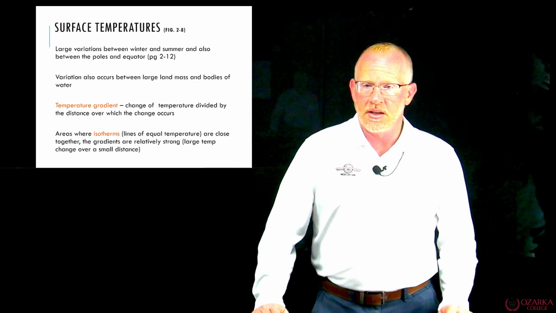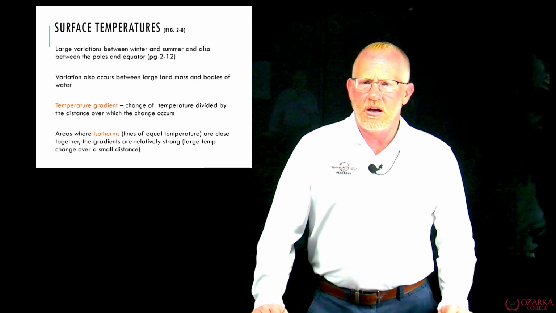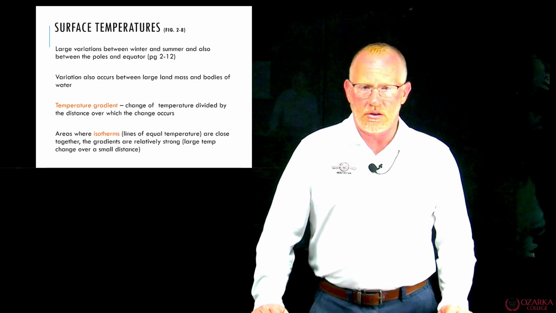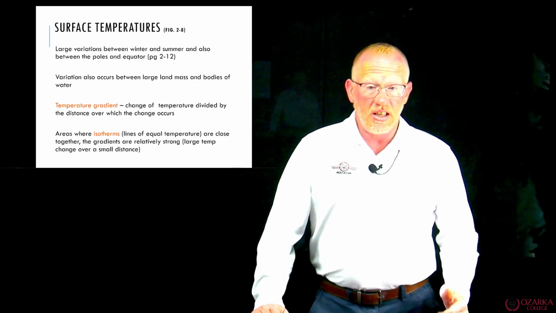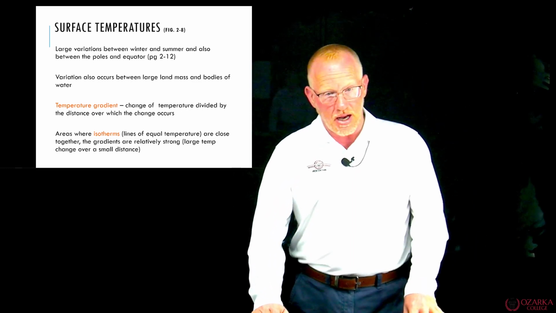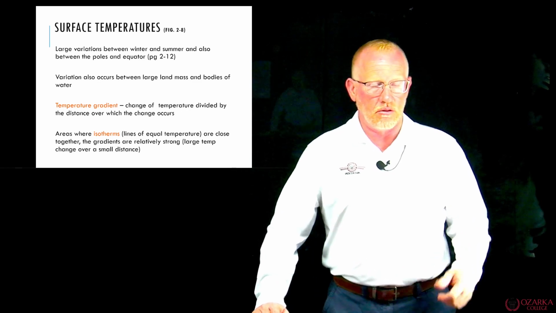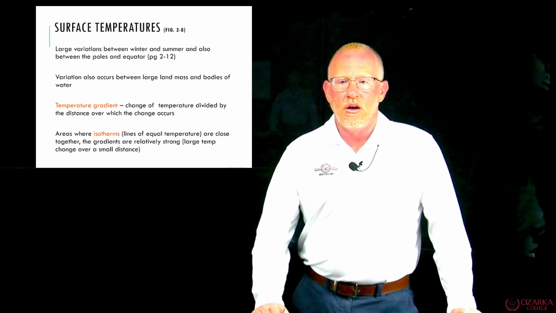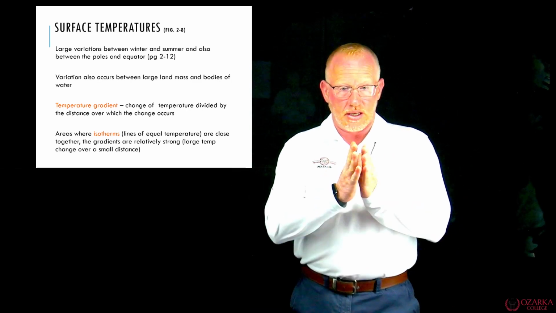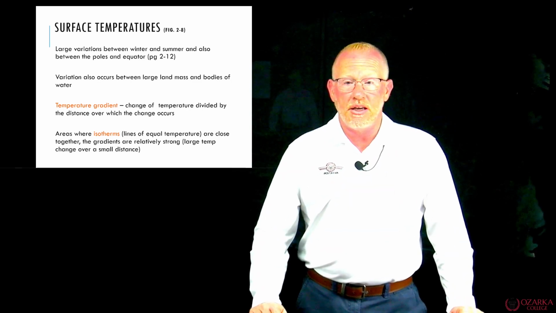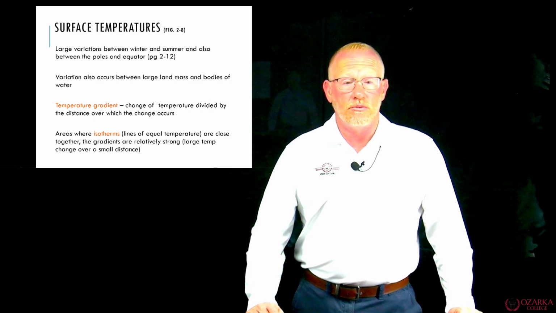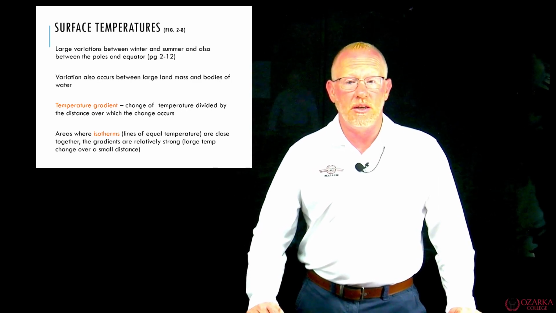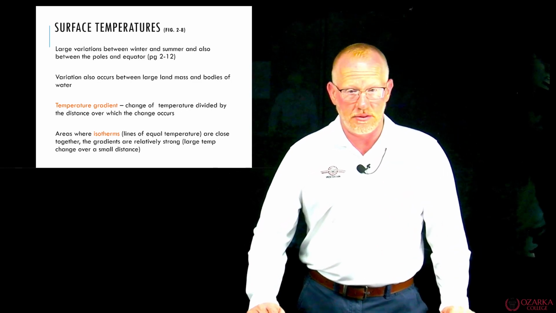Very simple. All right, so areas where isotherms, lines of equal temperature, not to be confused with isobars that you will learn about later on, are close together on a chart, that means the temperature gradient is relatively large, and there's a large temperature change over a very small distance, okay?